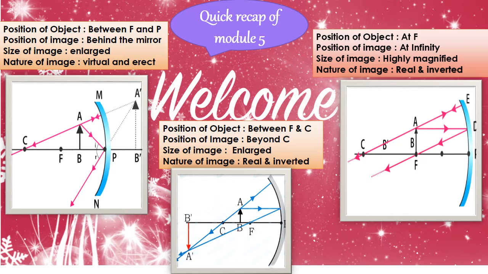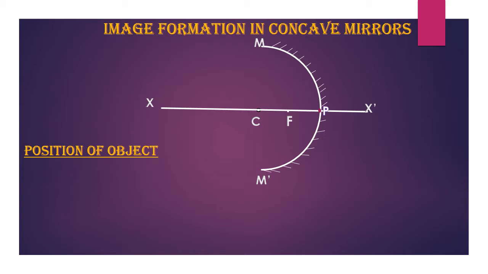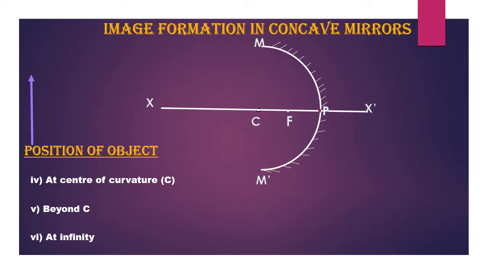So let us continue the image formation by concave mirrors, and in this particular module we are going to draw the remaining three image formations by concave mirrors. So children, we will be keeping the object at three different positions and will understand the position, the nature and the size of the image. That is, when the object is kept at center of curvature, beyond center of curvature and at infinity. So let's start.